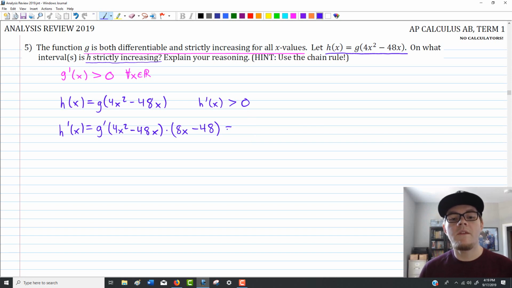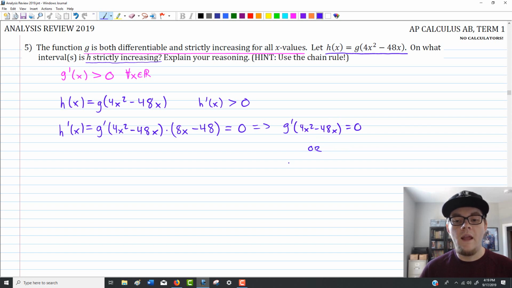Now we want to figure out when this particular thing is equal to 0. That gives us two possibilities. It could be that g prime of 4x squared minus 48x is equal to 0, or it could be that 8x minus 48 is equal to 0. Again, what we're looking for here is basically critical numbers. We're trying to find the critical numbers of h. So in looking at the derivative, we're using the zero products property to determine the two possibilities here.